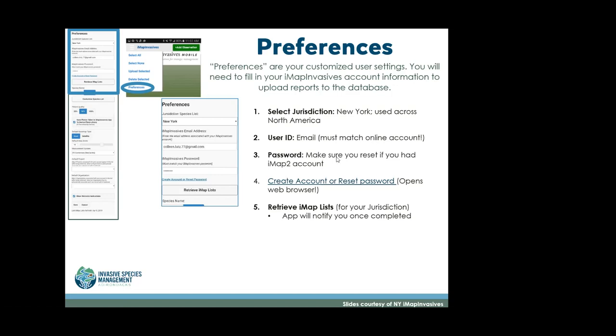Okay, so next, after you filled out your jurisdiction and IMAP username and password, I would ask that you select the green button that says Retrieve IMAP Lists. This will help make sure that your app is up to date with the most recent species list that is available. When you tap the Retrieve IMAP Lists button, it will show you that it's processing and then will notify you when it's complete. It should only take a few seconds.